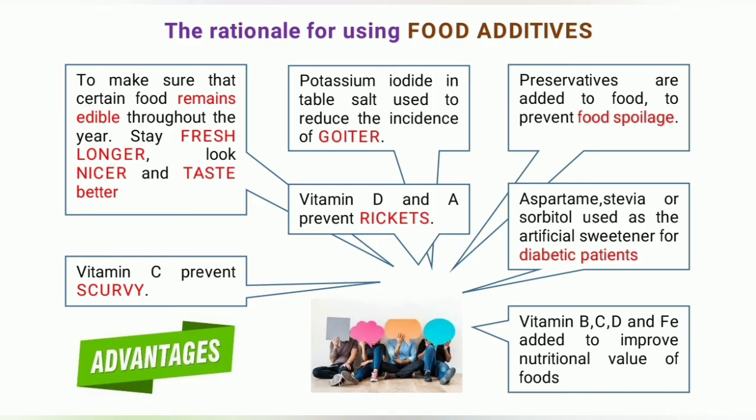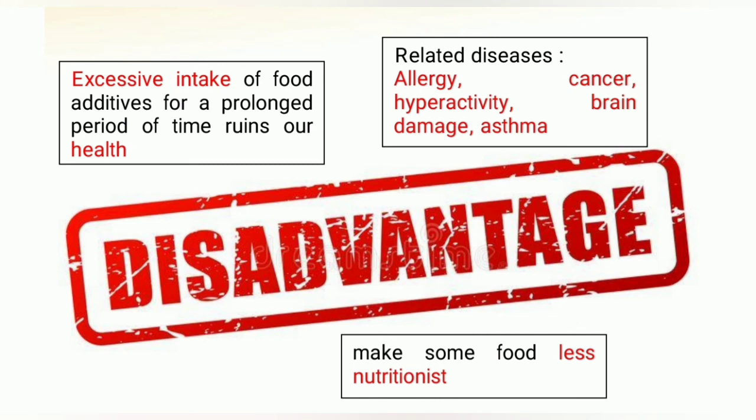The advantages of using food additives are they make the food stay fresh longer, look nicer, and taste better. And they make seasonal crops and fruits available throughout the year. The disadvantages of using food additives are some of the food additives are associated with disease like cancer, asthma, allergies, and hyperactivity. And some food additives make the food less nutritious.